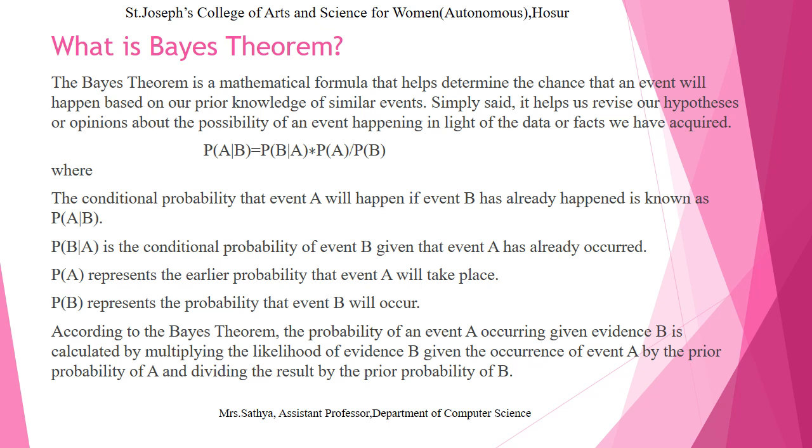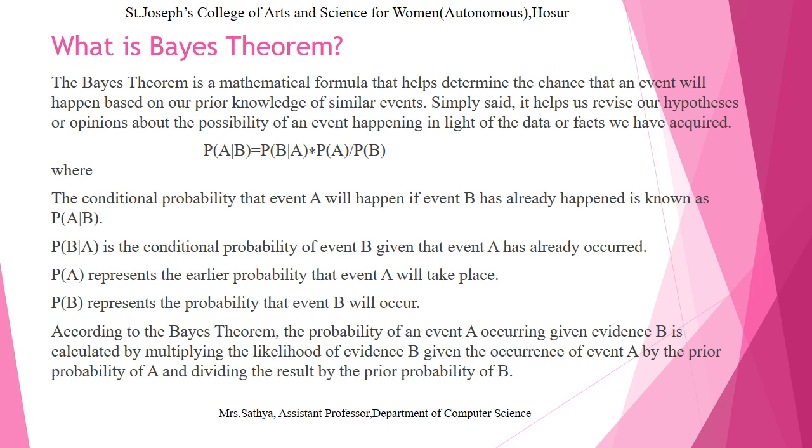So now we have to start. What is Bayes' theorem? Bayes' theorem is a mathematical formula that calculates the probability of an event based on prior knowledge and new evidence. In simple words, Bayes' theorem helps us update our beliefs when we get new information. So the formula is P of A given B equals P of B given A into P of A divided by P of B.